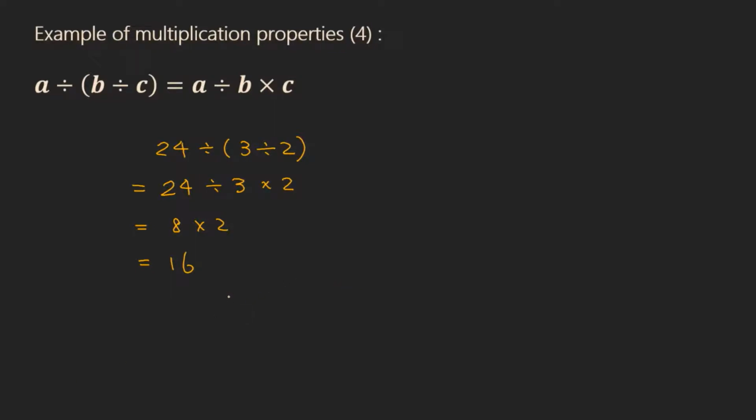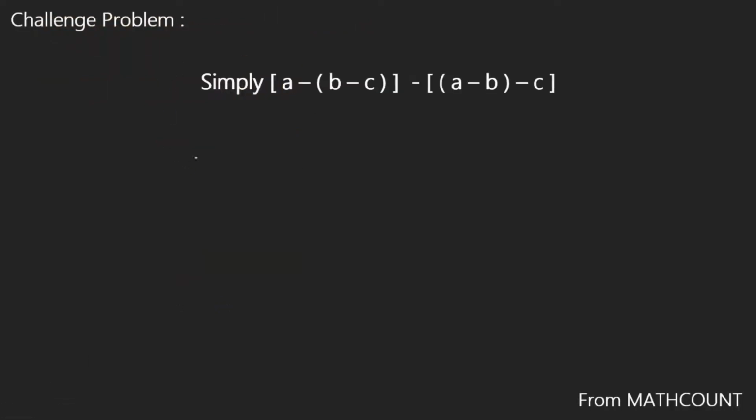So we have reviewed the arithmetic properties and looked at their extension to subtractions and division. Next, let's walk through a couple of challenging problems together by using hybrid combinations of all of them. So our first challenge problem, simplify this expression.